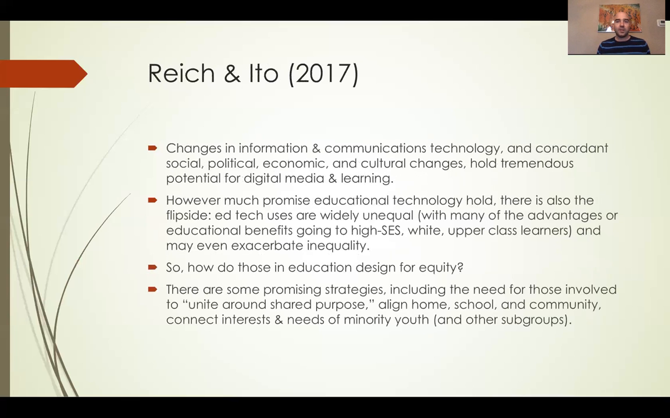So the third article considers how those in education design for equity. So we know that many of the educational benefits go to those in a high socioeconomic status, such as white upper class learners. So EdTech may actually exacerbate inequality. This is called the digital Matthew effect, in which those who have more receive more benefits, and those who have fewer benefits often don't even have access to the material or social resources that would allow them to benefit.